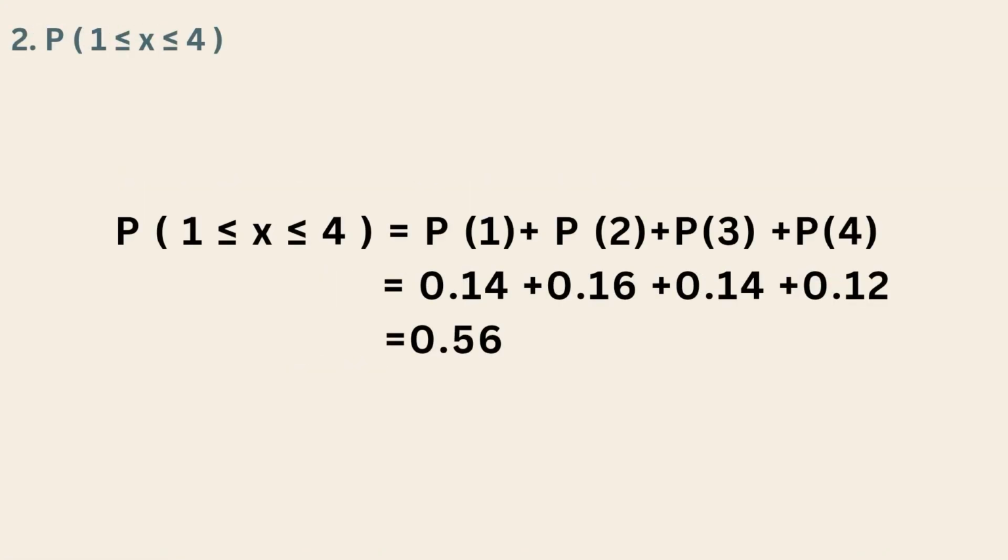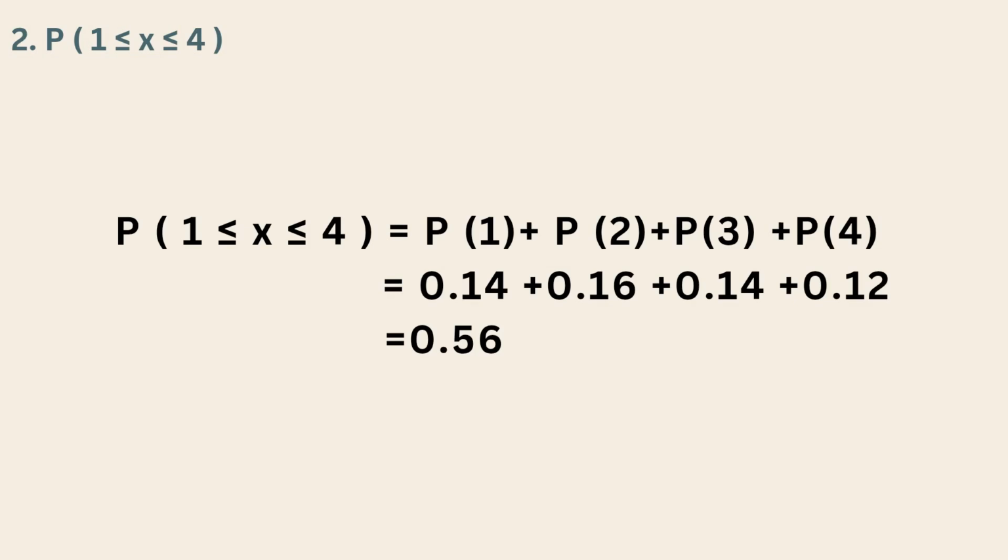So let's proceed to the second example. P of x is greater than or equal to 1 but less than or equal to 4. So let's add all the numbers that are greater than or equal to 1 but less than or equal to 4. So P of x greater than or equal to 1 but less than or equal to 4 is equal to P of 1 plus P of 2 plus P of 3 plus P of 4.